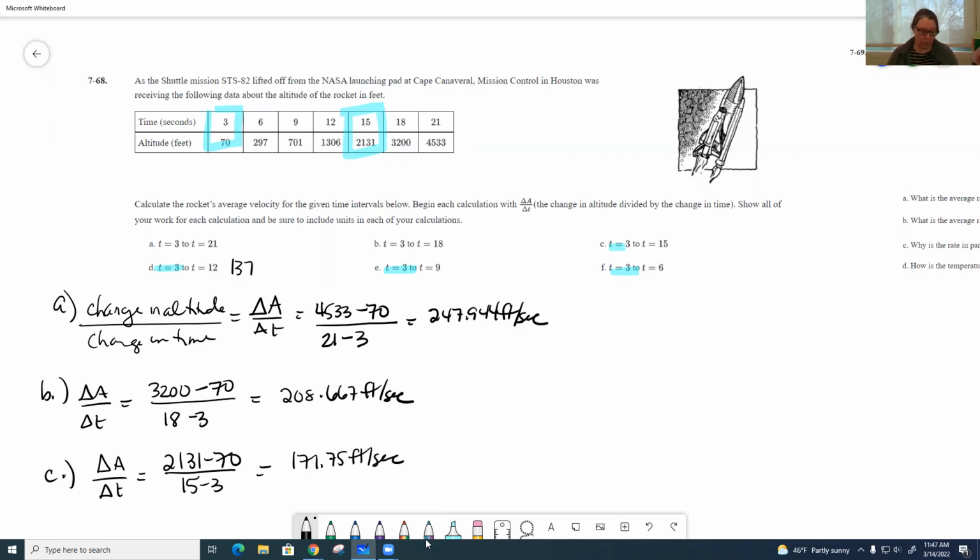I'm going to just write up what the answers should be so that you can check as you go, but they should be set up like this. And then making sure that you are including units as you go. All right, so we'll look at another one.